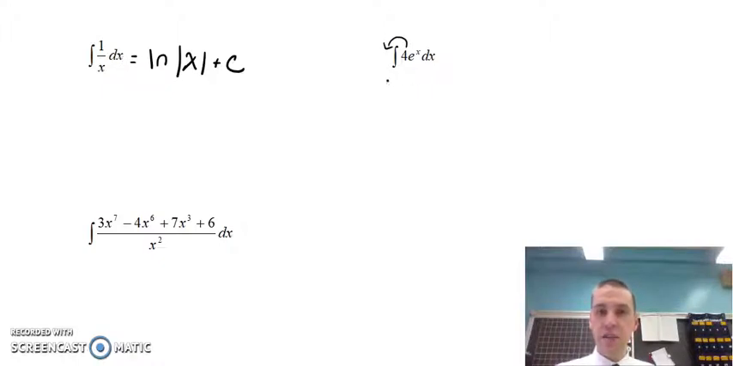Same idea here, we can bring the 4 out, e to the x dx. Well, what's the integral of e to the x? It's just e to the x. So we're going to get 4 e to the x plus c.